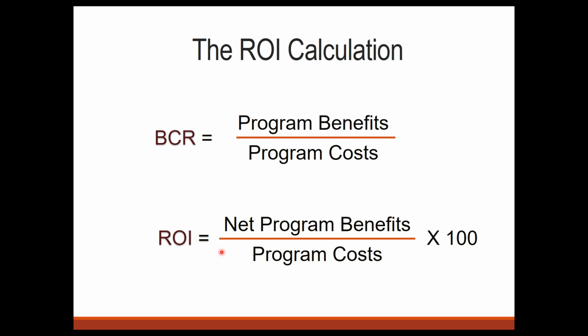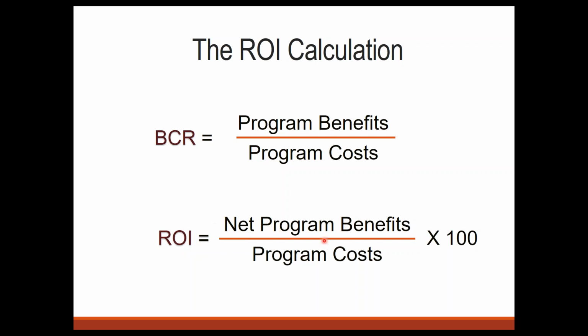ROI is reported as a percentage. The numerator, however, is not the gross benefits, it is the net benefits. So in our example, we would take that $100,000 cost savings due to improvement in quality, and then subtract the program cost, and then divide it by the program cost. So you're taking the cost out. ROI is net. The classic formula is earnings divided by investment. In our case, it's net program benefits divided by the cost. And then you multiply it times 100, and that will give you the percentage return on investment.